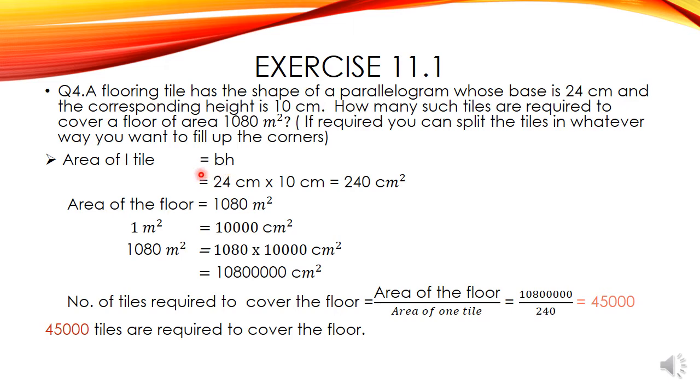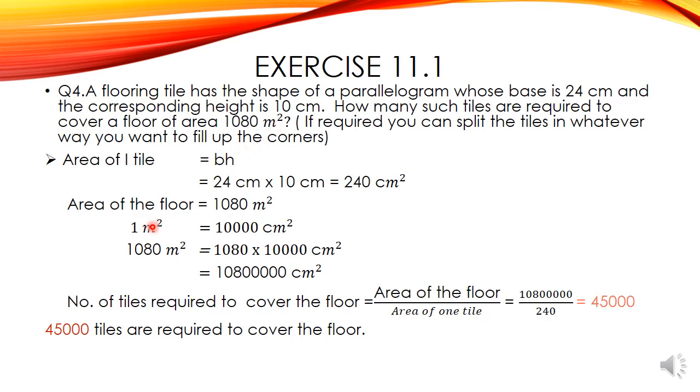So area of one tile is equal to BH, where B is 24 centimeter and H is 10 centimeter. Multiplying, we get 240 centimeter square. And you know children, area unit is centimeter square here. And in this question we have centimeter and here meter square given. So we cannot use two units in the same question. So we have to do conversion.